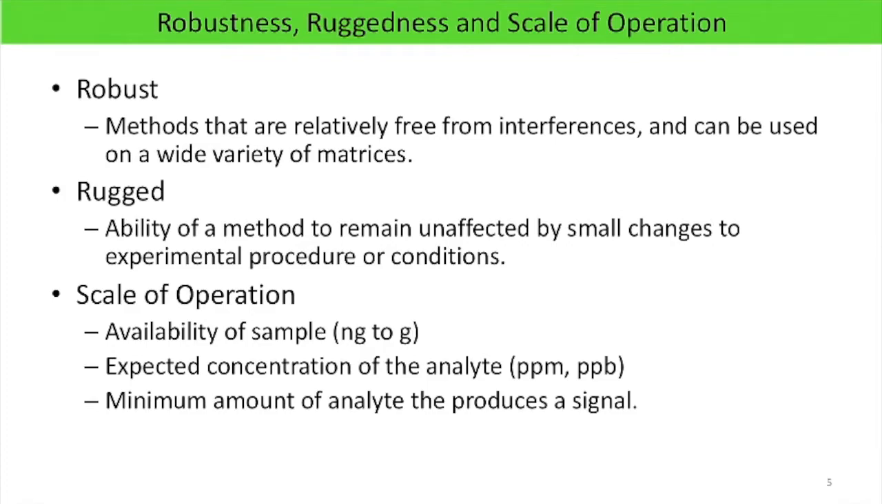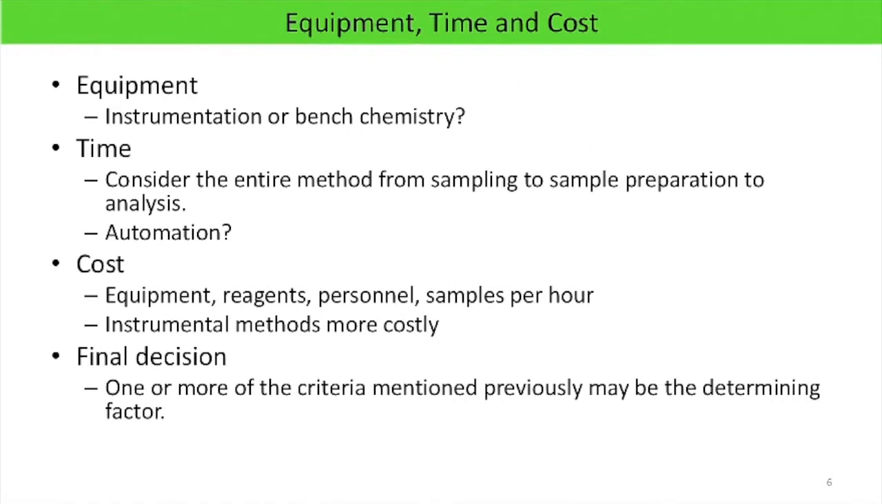What are we expecting the concentration to be? Is it expected to be a high concentration or a low concentration? And the method that we choose is going to have to be able to give us a signal. So what is the minimum amount of analyte that we need to give us a signal? So we may need a method that can measure small concentrations, or we may need a method that can better deal with larger concentrations.